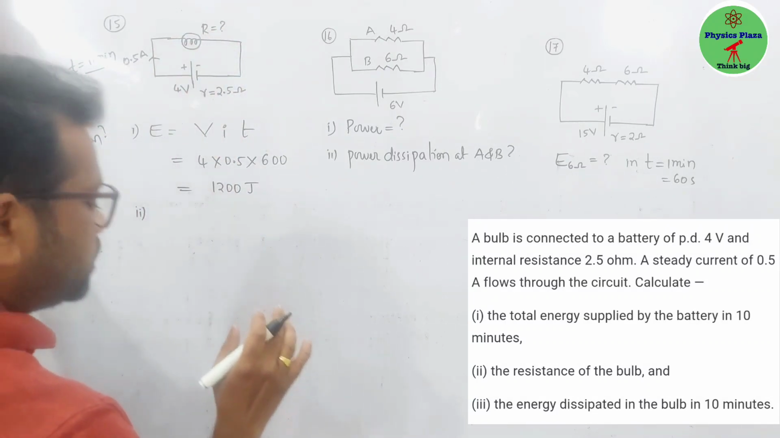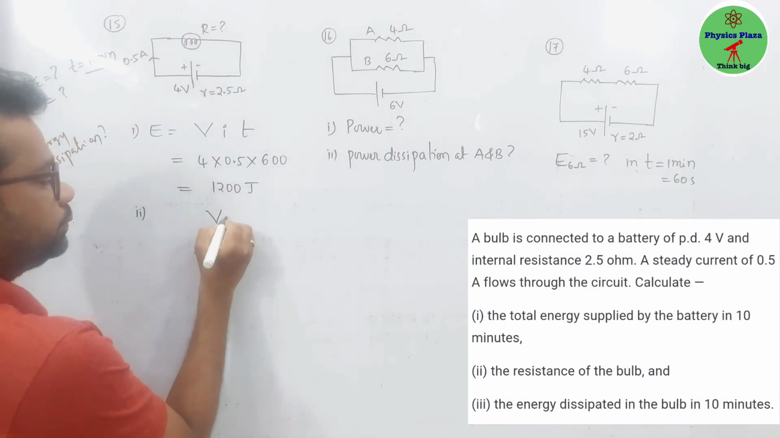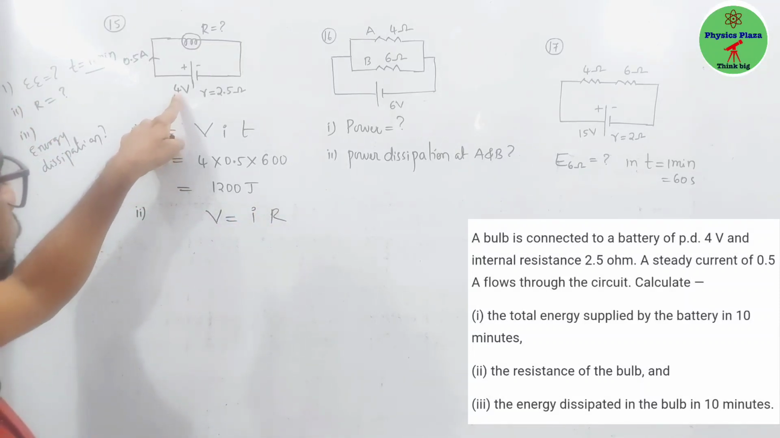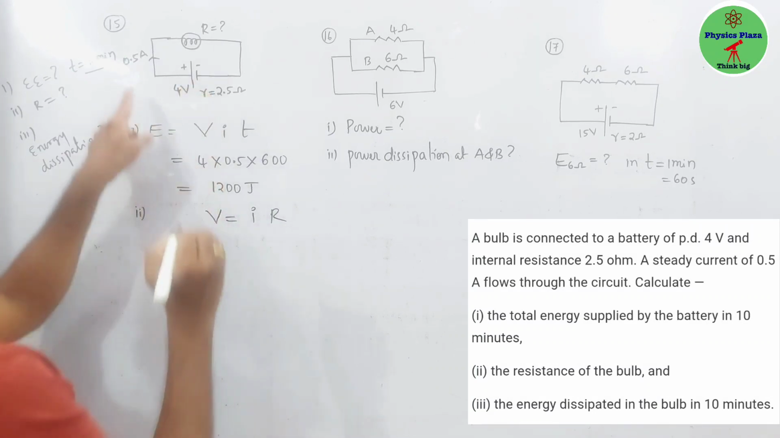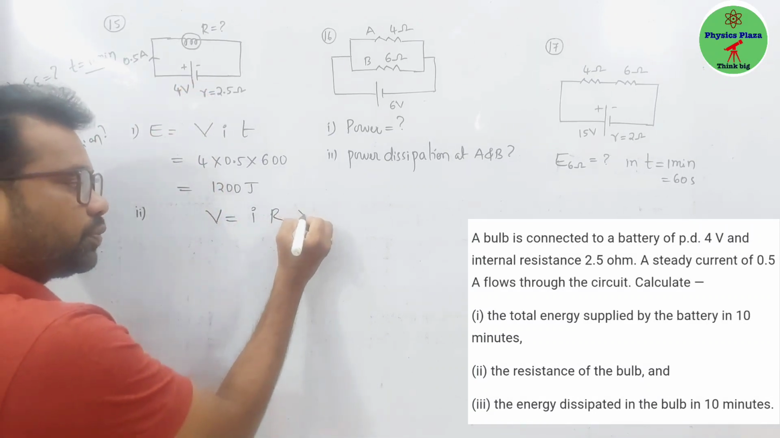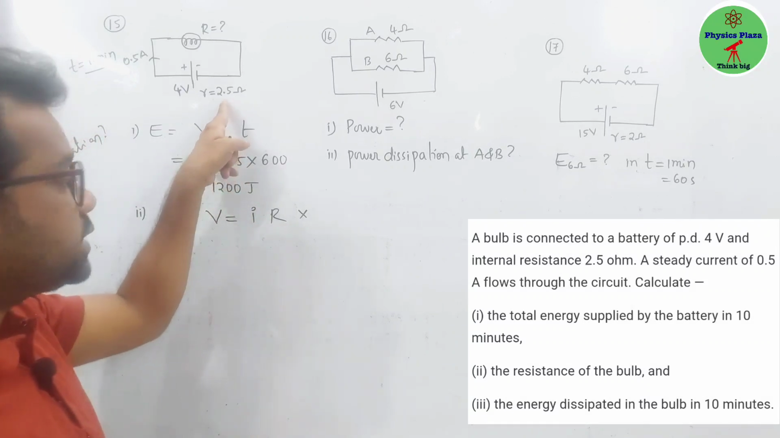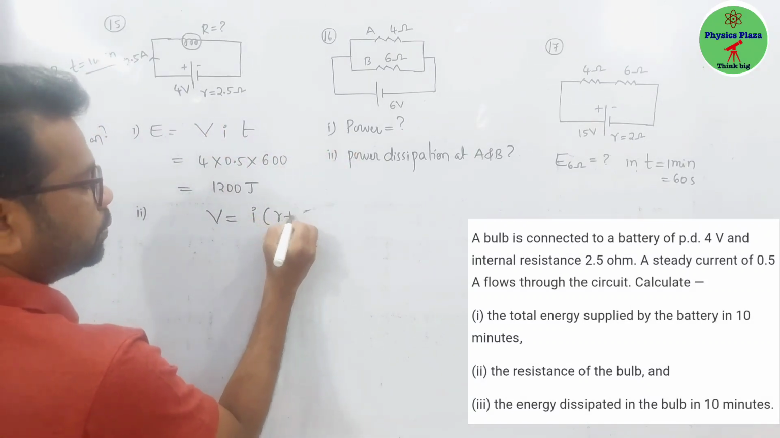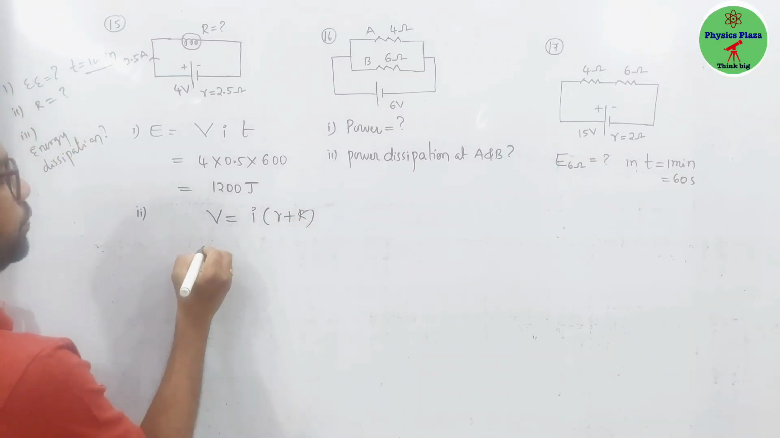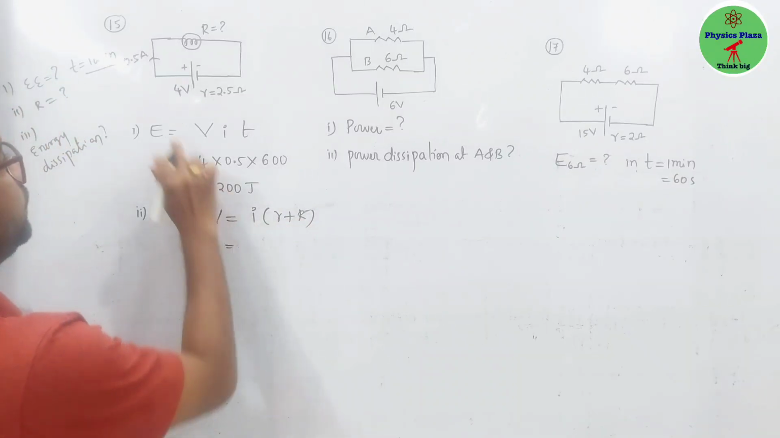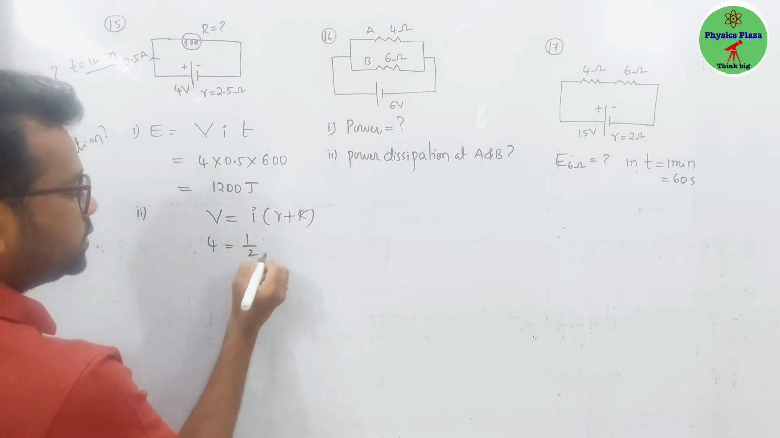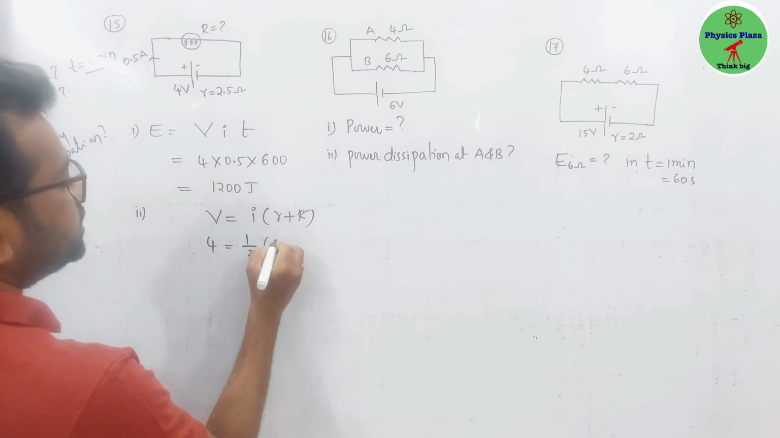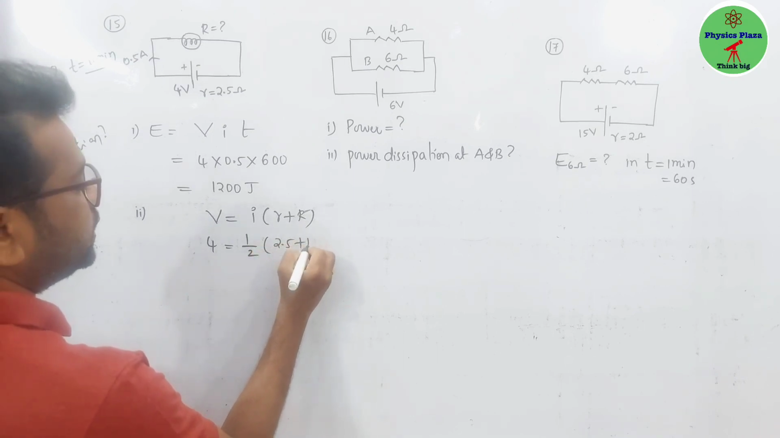Directly some students will use the formula V is equal to IR. They think that the V value is given as 4 volt, I is 0.5, and they will calculate, but it is wrong. Why? Here internal resistance is also involved. So you have to use V is equal to I into small r plus capital R. Now let us substitute. 4 is equal to, children, 0.5 can be written as 1 by 2. I is equal to 0.5, I am writing it as half. Small r is given as 2.5, plus R.